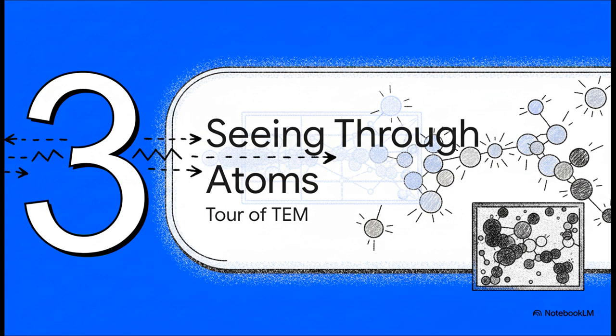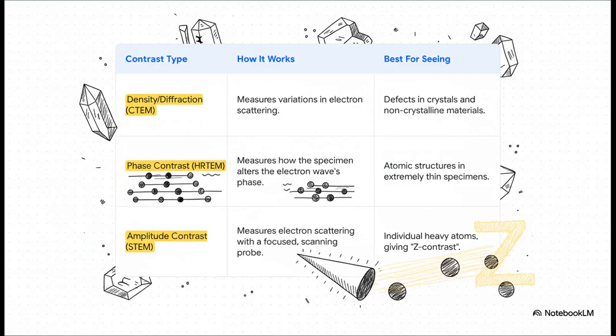All right, so now that we have our decoder ring, let's actually put it to work. We're going to start with transmission electron microscopy, or TEM. This is a technique where you shoot electrons straight through a super-thin sample to map out its internal atomic structure. But seeing through something isn't a one-size-fits-all deal. Scientists have to choose their method based on what they're hunting for. If they want to find tiny flaws in a crystal structure, they use something called density contrast. For the most incredibly detailed atomic snapshots, they'll use phase contrast. And to zero in on specific heavy atoms, they use a tightly focused beam for what's known as amplitude contrast.